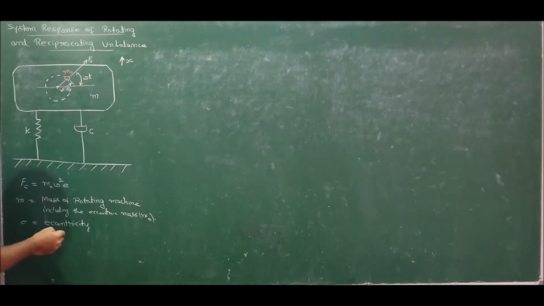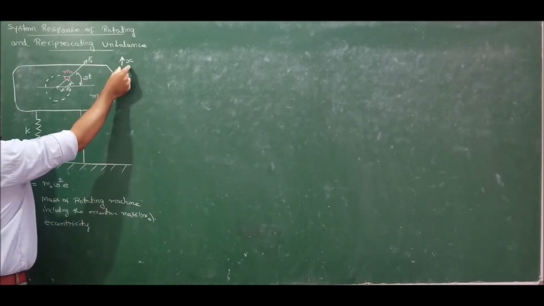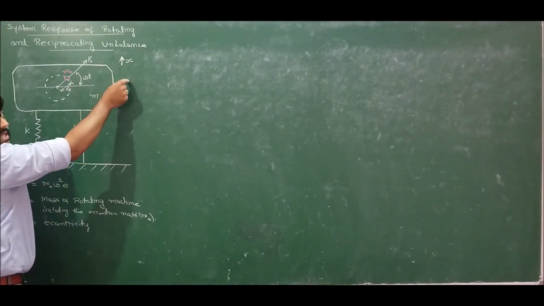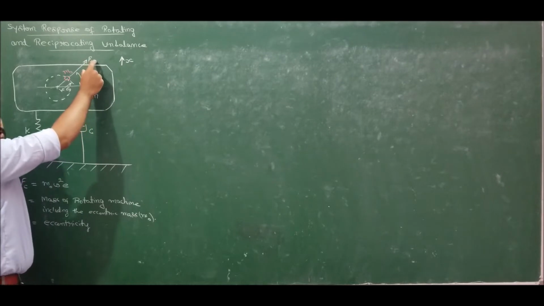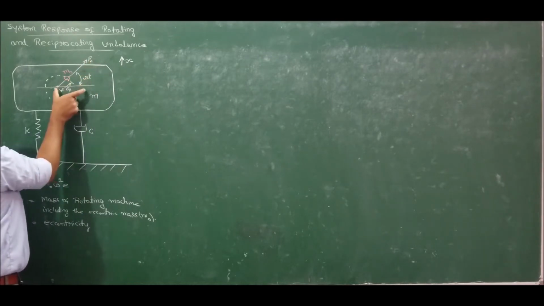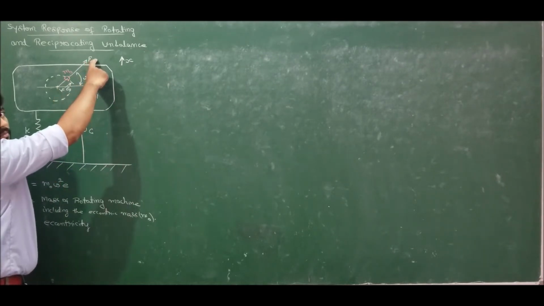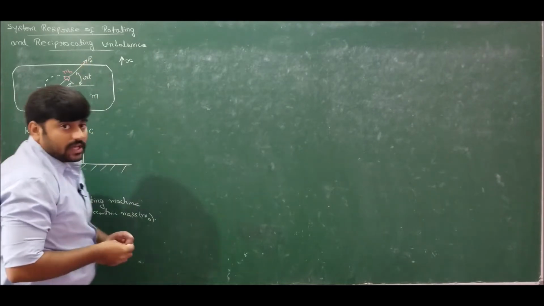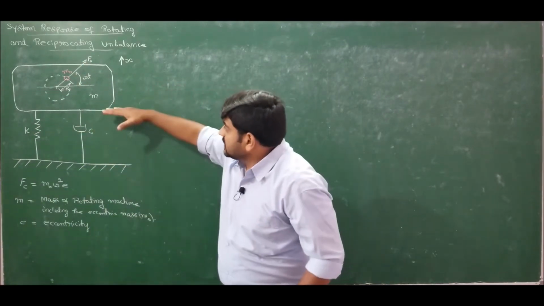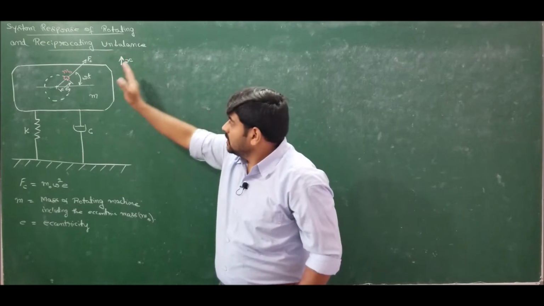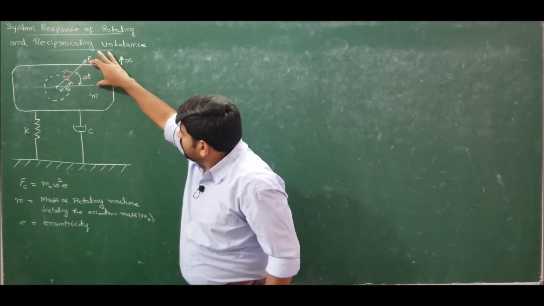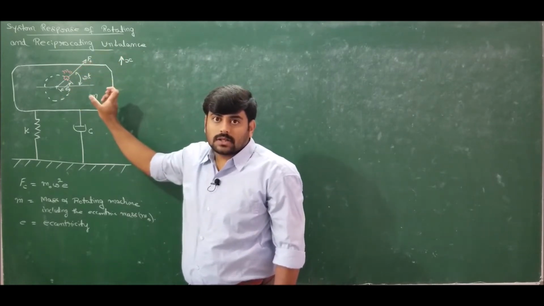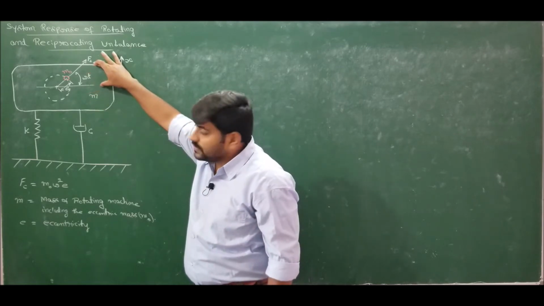Now we know that since the entire mass is displaced vertically, the force Fc can be resolved into two components, correct? One is the horizontal component, another one is the vertical component. But here, if you carefully observe, since the mass is displaced vertically upwards, the concern for us is the vertical component, not the horizontal component. So what is the vertical component of the force acting?